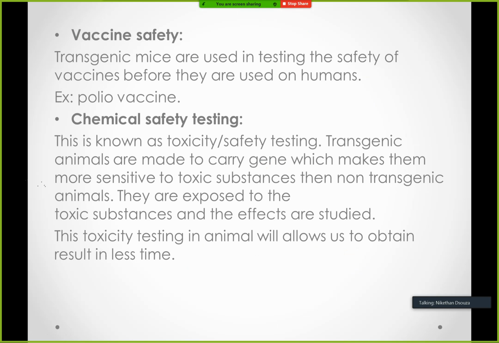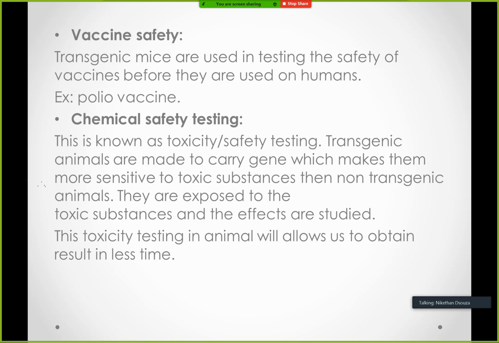Next, it is also used for vaccine safety testing. Normally, vaccines are given to mice, and they test for toxicity, especially kidney or renal failure, liver damage, brain damage, or other side effects created by the vaccines, which we now see taking place with the coronavirus. You can see it in the newspapers or in the news.